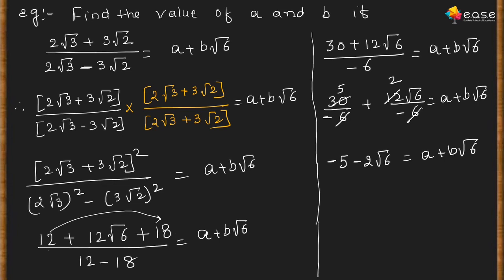Straight comparison. Okay, this is minus 5. See, I'll give you one technique. Just write down under this a plus b root 6, and whatever comes in front on top of a, with the sign you take it. So therefore a is equal to minus 5, and what is happening with b, with the sign you have to take, you cannot ignore the sign. b is equal to minus 2.